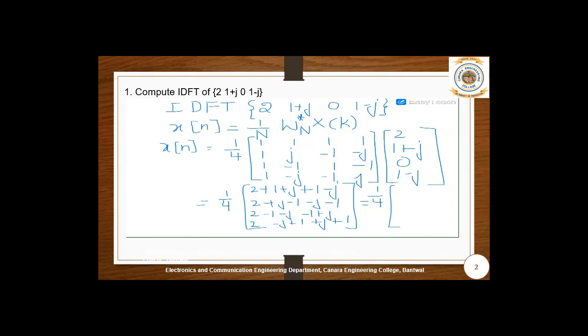Here the j will get cancelled out. So we have 4 here, and here all will get cancelled out, so 0. Then if you look here, all these will cancel out to 0, and this will be 4. So I have the answer as 1, 0, 0, 1. So I can write x of n is equal to 1, 0, 0, 1.